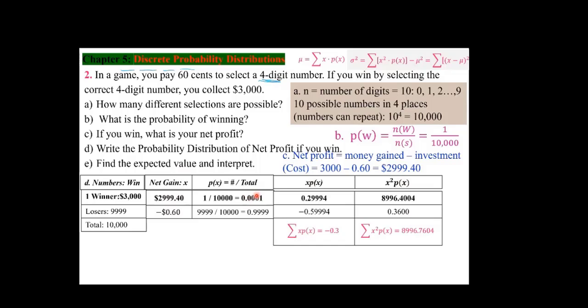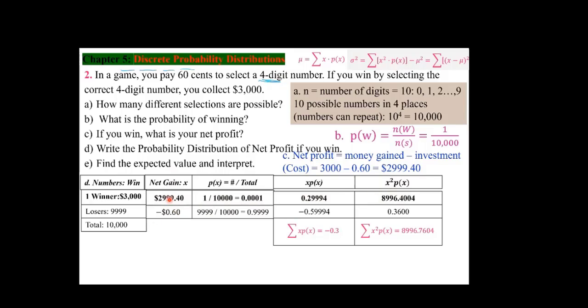So the product of these two gives us this number. The product of these two gives us this number. Now, this is extremely important. But by the way, how do we come up with that x squared p of x? Square this number. It's almost 3,000. It's not 2,999.40. Square it times 0.0001. You get this one.